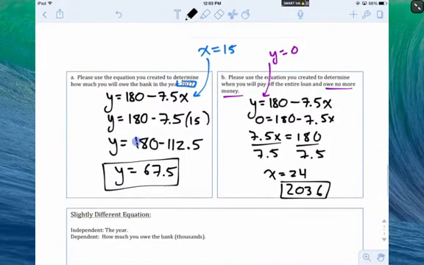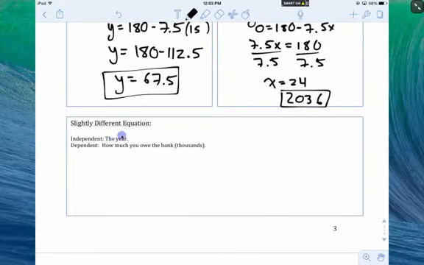I want it to just be whatever the year is. So you just tell me a year, and I don't have to do any thinking. I just substitute in that year to our equation, and we're good to go. And our dependent variable will still be how much we owe the bank.